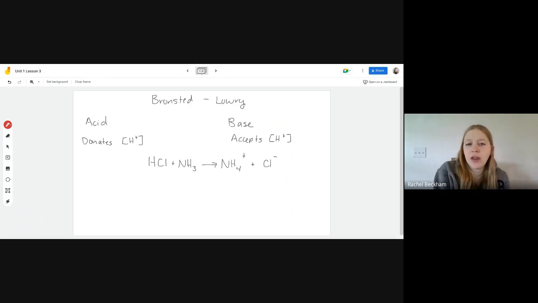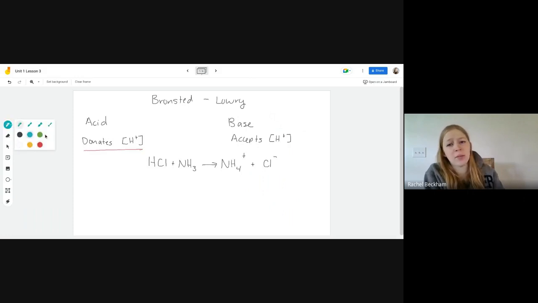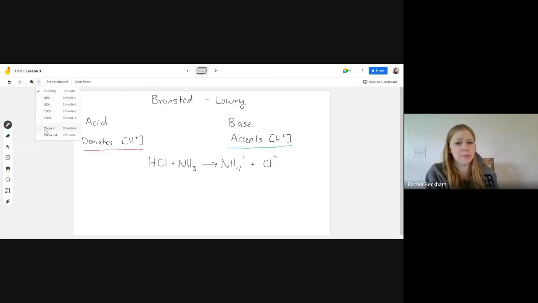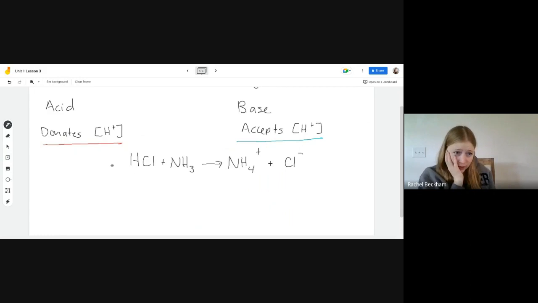Arrhenius acids donate H+. Arrhenius bases donate OH negative, okay? The next type of acid is called Bronsted-Lowry. A Bronsted-Lowry is kind of similar. The acid is defined as something that donates H+, and the base is defined as something that accepts H+. So let's look at this example here. So if we have, let's follow this trail. So see how we have HCl on this side? And then on this side, we have Cl negative.